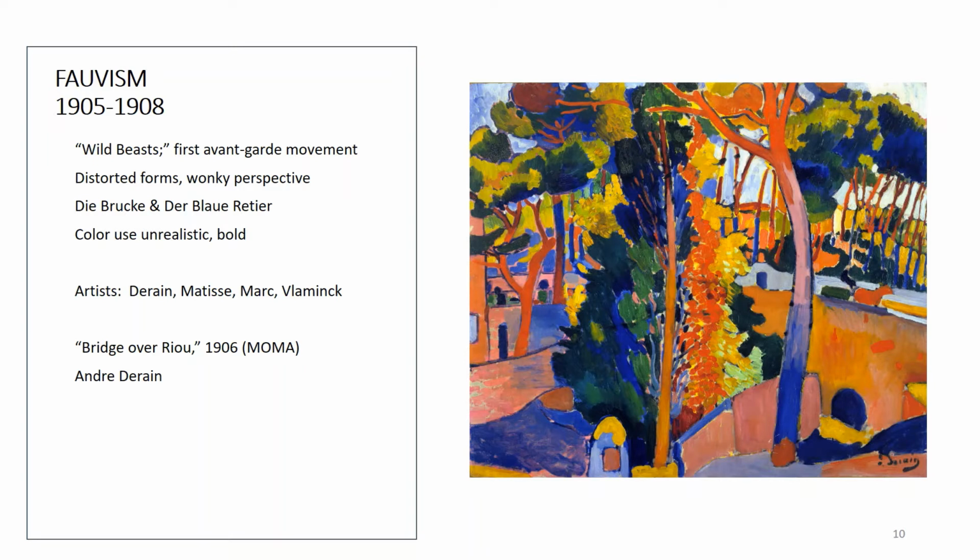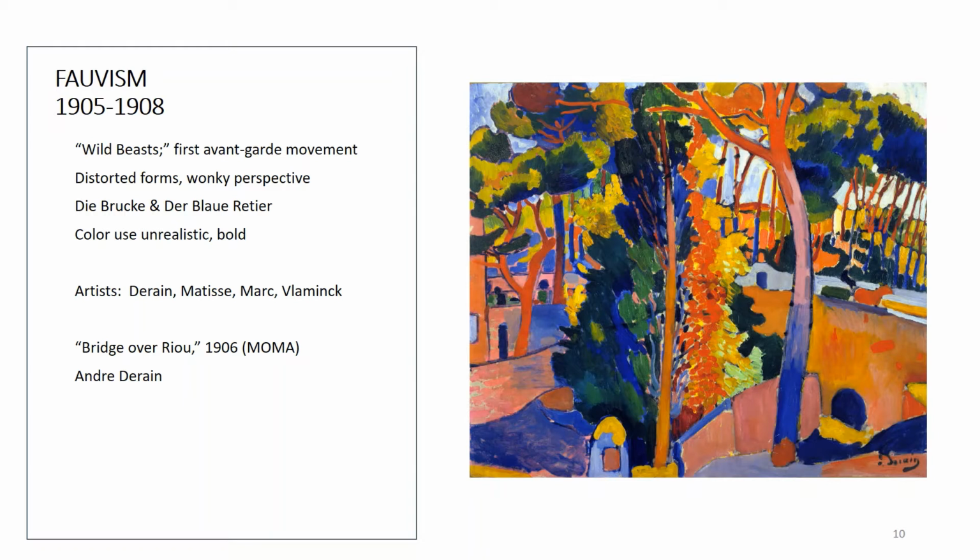We have two German schools of Fauvist work. We have Die Brücke, which translates to the bridge, and that is technically moving from an old style into the avant-garde. And then we have Der Blaue Reiter, which translates to the blue rider. And this was a movement founded by Franz Marc, which links color to emotion. So Kandinsky was one of the more prominent artists in this.